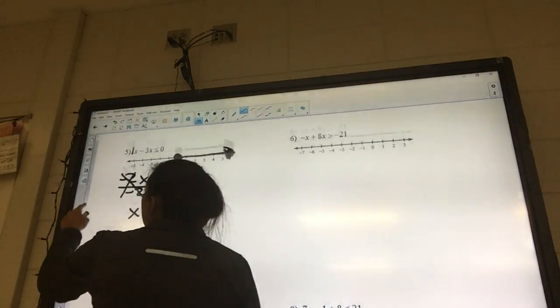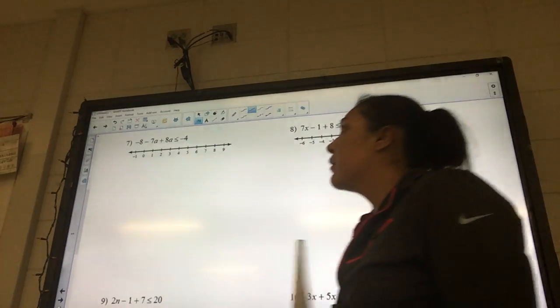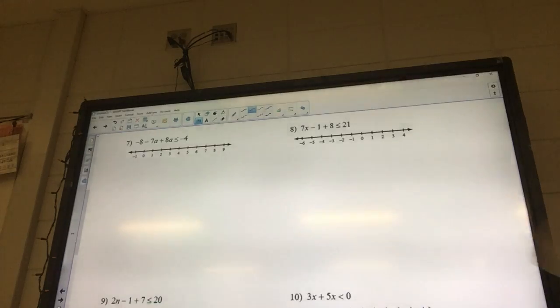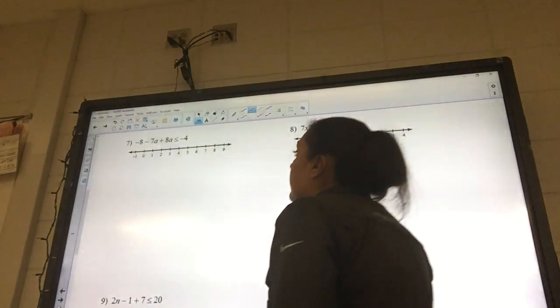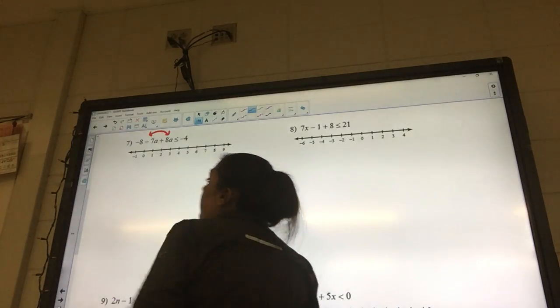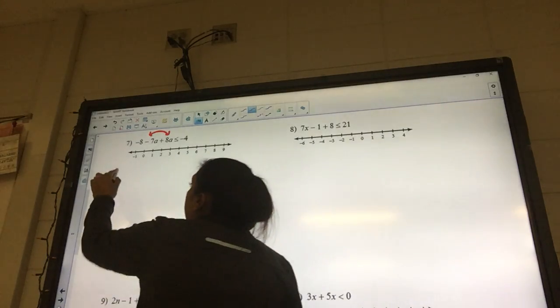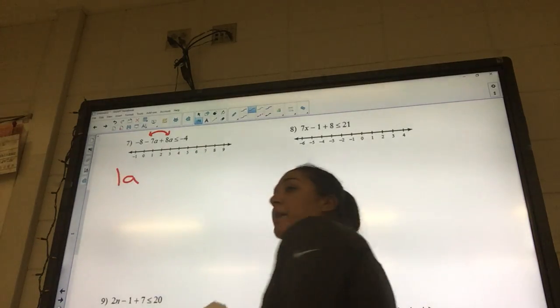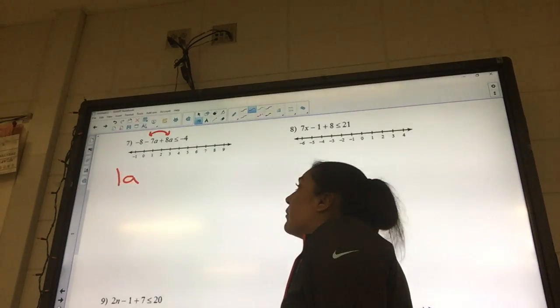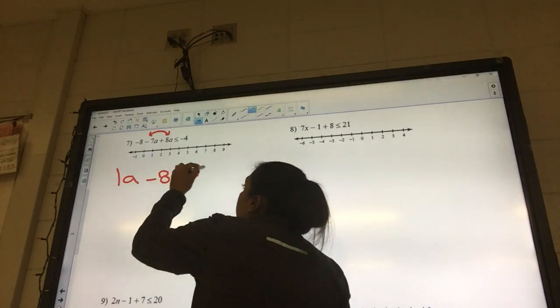Okay, 7. Can we distribute? Is there parentheses? No. Okay, our next step is to combine like terms. What can we combine? The 7 and the 8. So on your calculator, you're going to type in -7 plus 8, and that's going to give you a 1a. What else do we have that we haven't used yet? Then minus 8. And we drop down the sign and the negative 4.